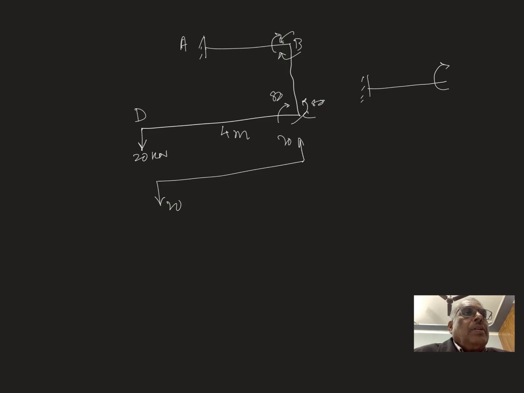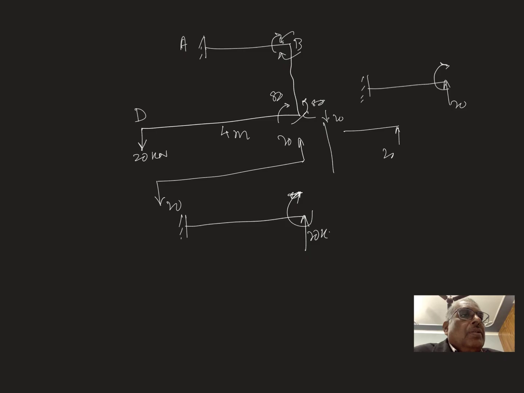Now in this member there is 20, so here is 20. Then in this member there will be 20. So here the load is 20 kilonewton in the member. Finally, if you see, there will be a moment and a reaction. So this is 20 kilonewton, this is 80 kilonewton meter.